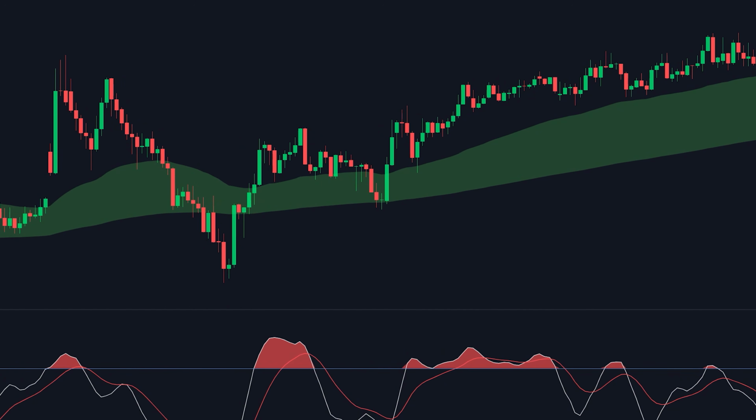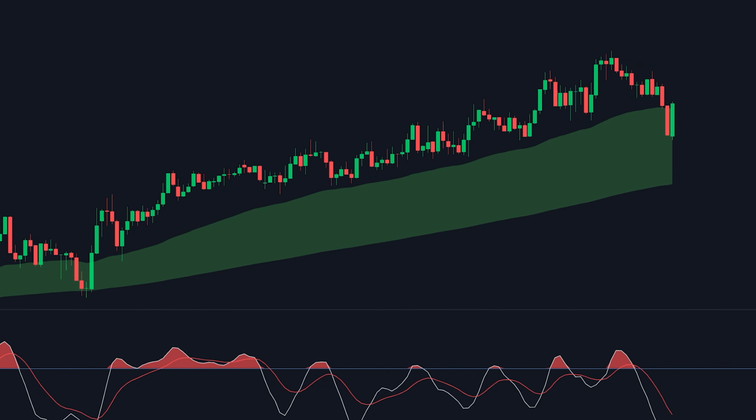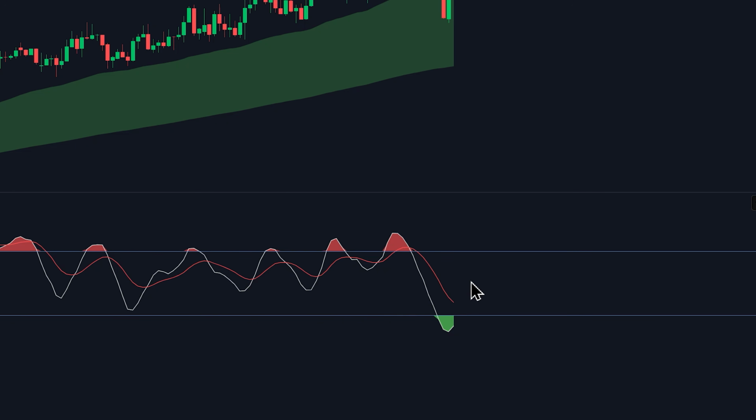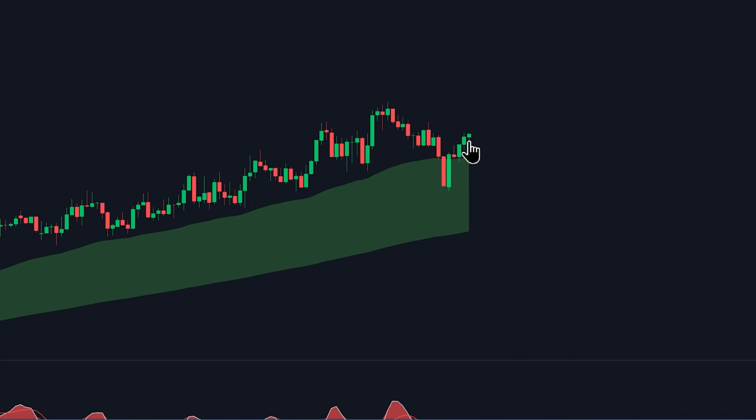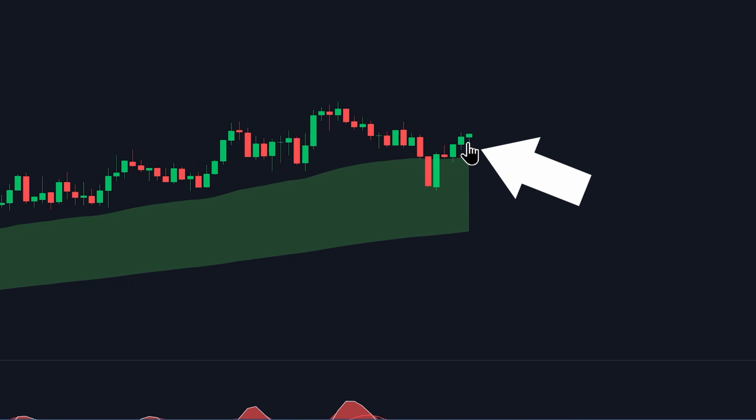Next, after the pullback, we want the stochastic oscillator to cross above this red EMA, and that crossover should happen above this lower band. If the crossover happens below, that setup becomes invalid. Last but not least, we want the crossover candle to be a bullish or a green candle like it is right here. If it happens to be a bearish or a red candle, we will have to skip that setup.